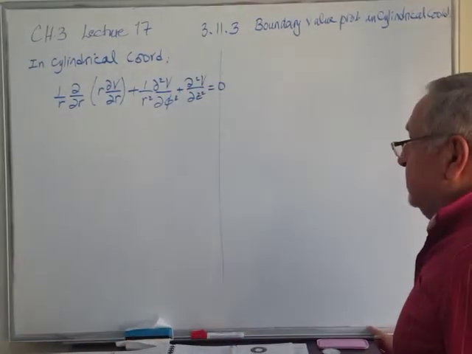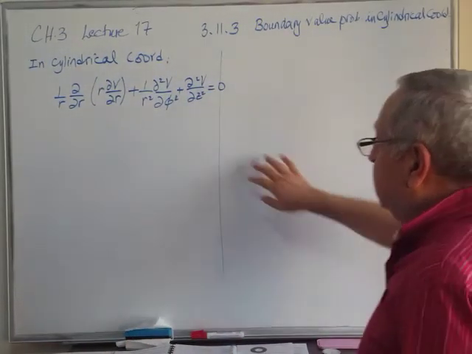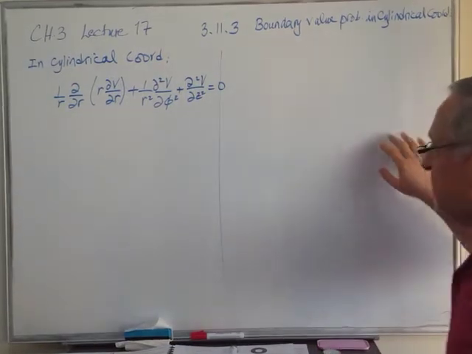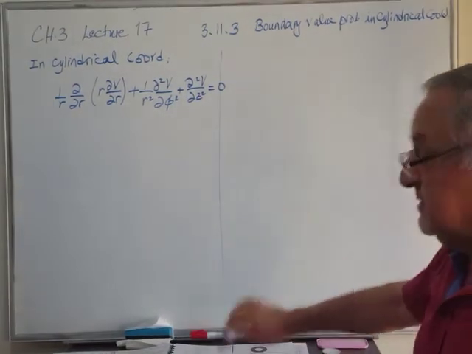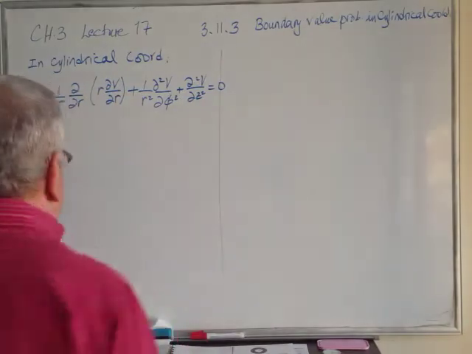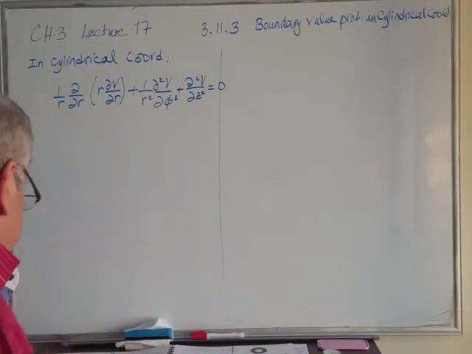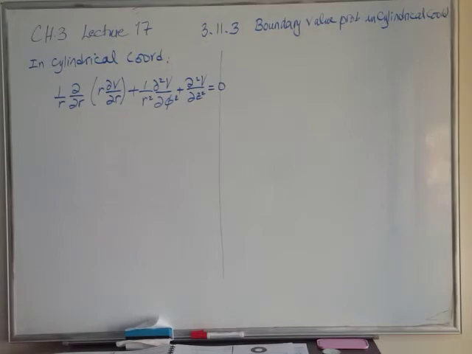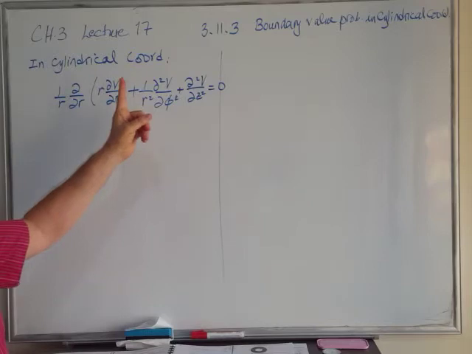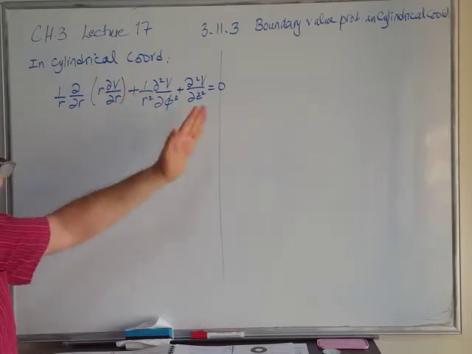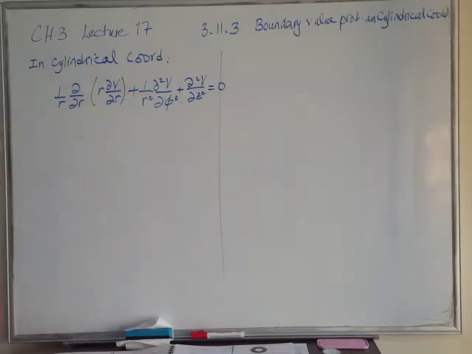That will be equal to 0 in the case of Laplace's equation. For Poisson's equation, that will be minus rho v over epsilon 0. As I said last time, we have to solve this for one variable only, and we will consider symmetry with respect to the other two.